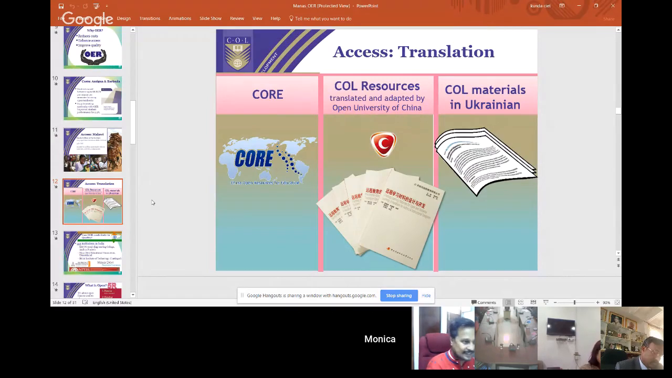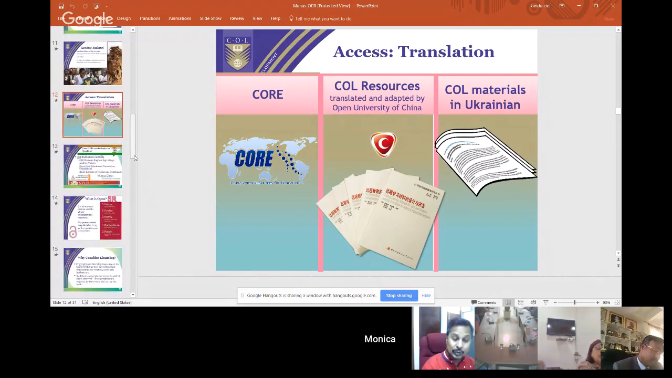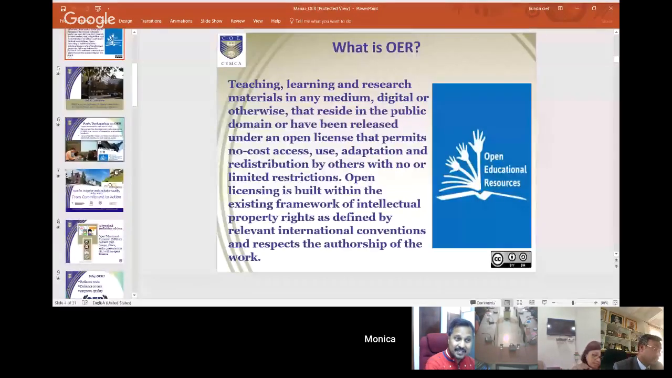Again, I'm talking about access. You see, this is another example. All Commonwealth of Learning resources have been translated and adapted by the Open University of China, as also in Ukraine. All the materials of Commonwealth of Learning have been released under an open license, Creative Commons, and the license policy is very open, that is CC BY and CC BY SA in certain cases. So the Open University of China adopted all materials, translated them into Chinese, and shared them through their own repository for use. This is the beauty of access. It means people can easily get these materials and use them in their own way. Next.